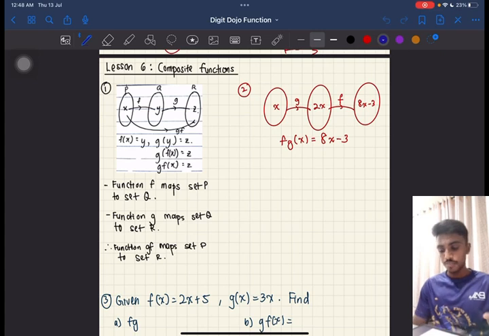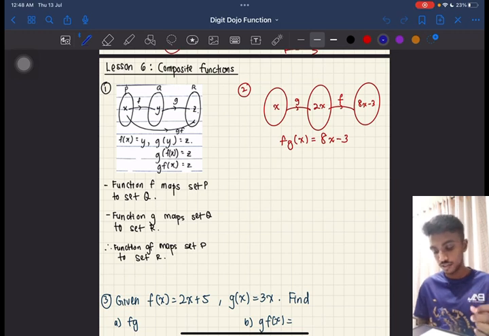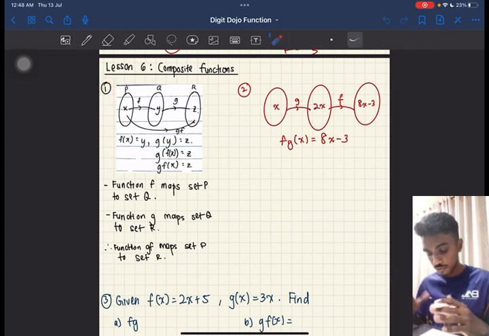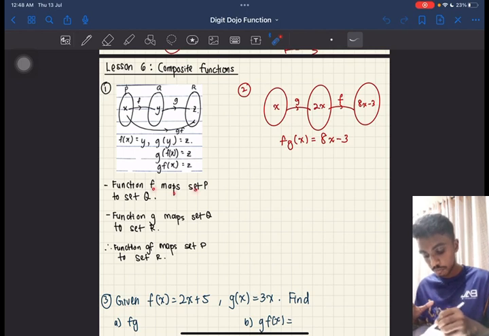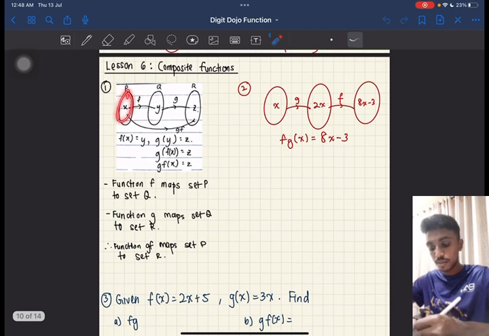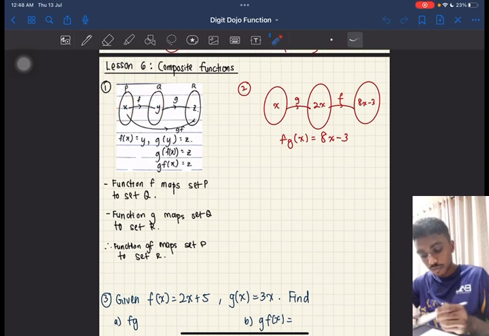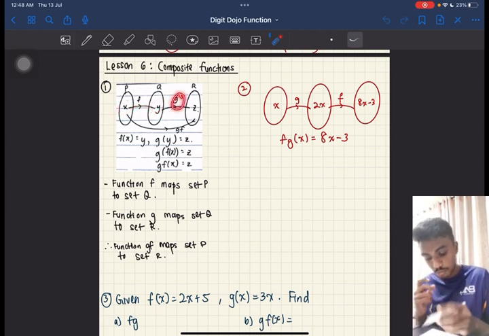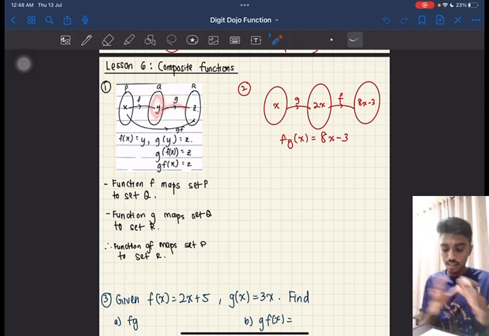Okay, good day everyone. So for today's lesson, lesson 6, we will be learning about composite functions. First, what we have to know is this info: function f maps set p to set q, which means we are having three sets of numbers: set p, set q, and set r. Function f maps set p onto set q, and function g maps set q to set r.